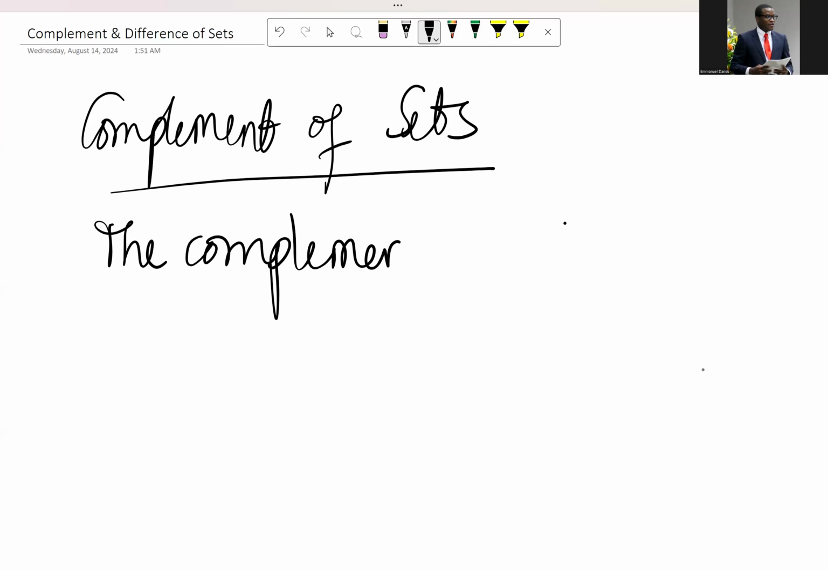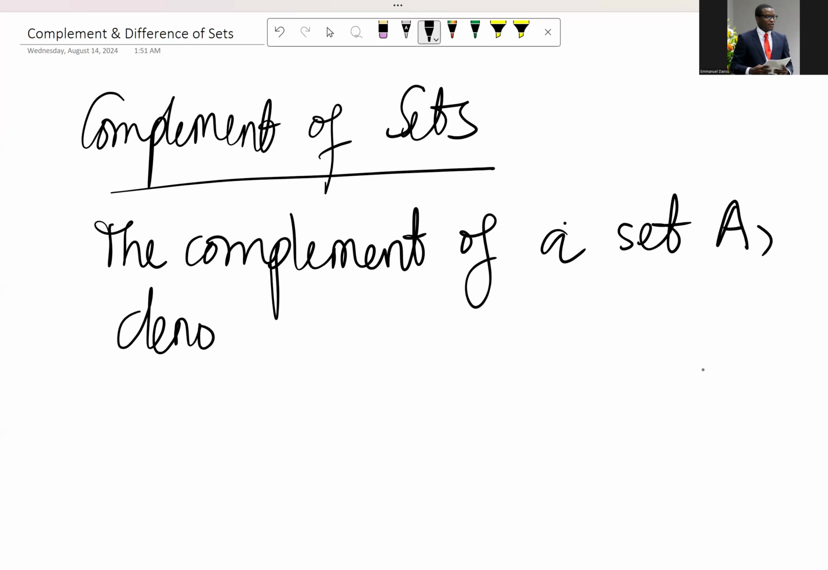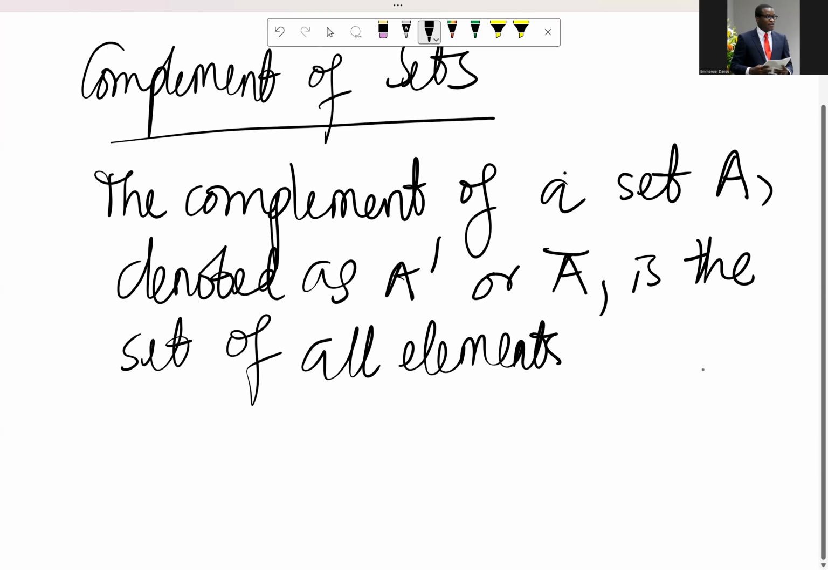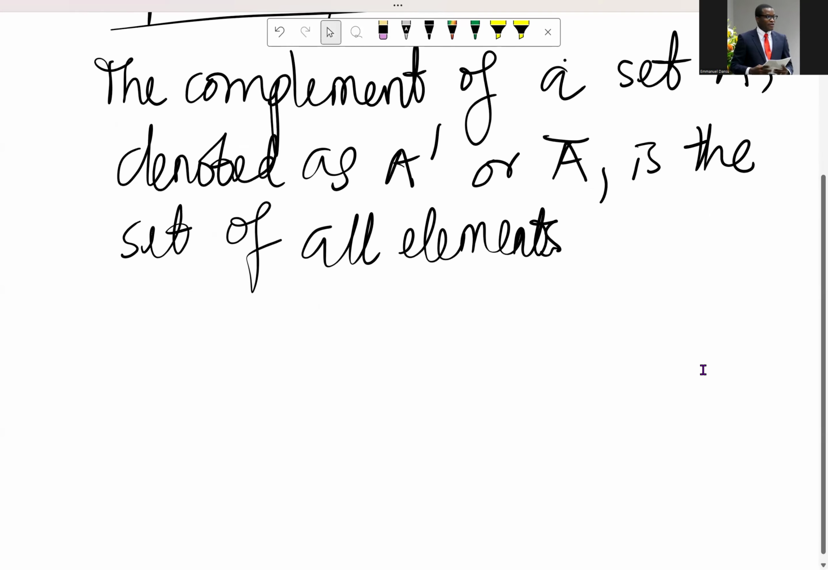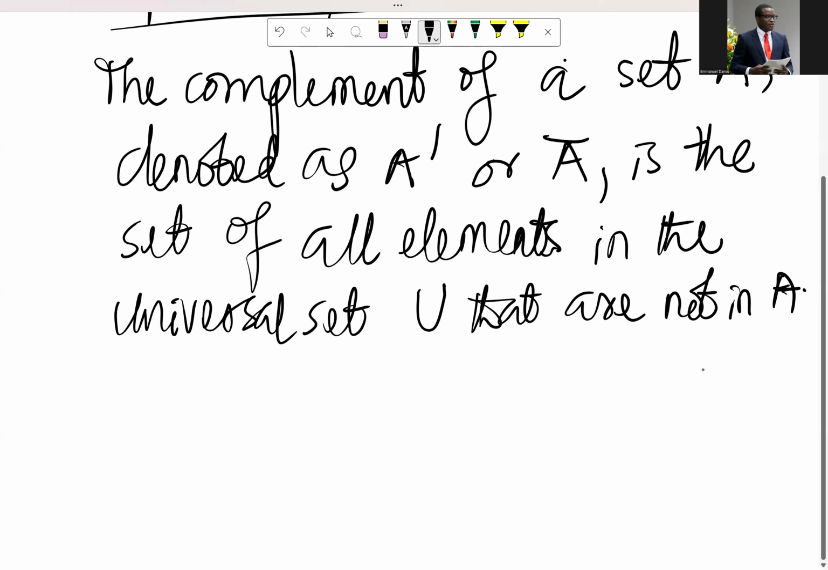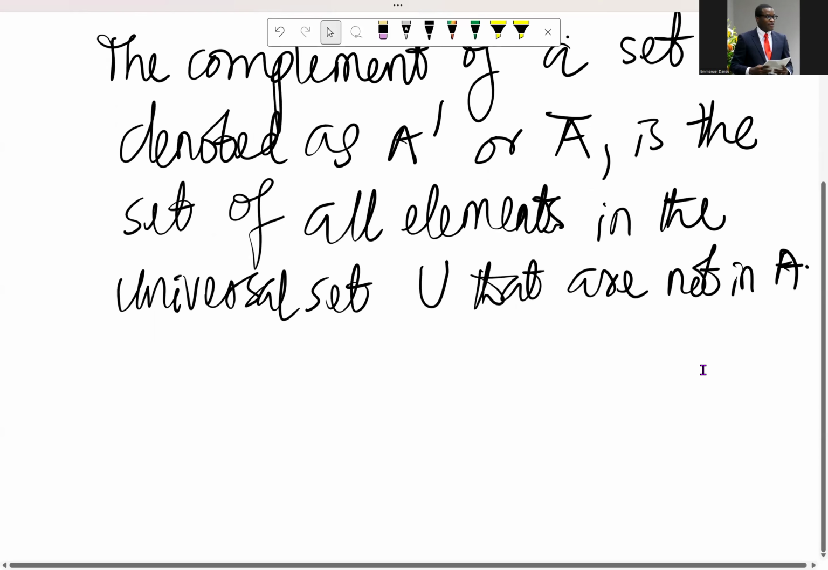the complement of a set A, denoted as A prime, or if you like, A bar, is the set of all elements in the universal set. In the last video we talked about the universal set. Of all elements in the universal set, U, that are not in A. So it means if you remove A from the universal set, whatever is left would be the complement of A.